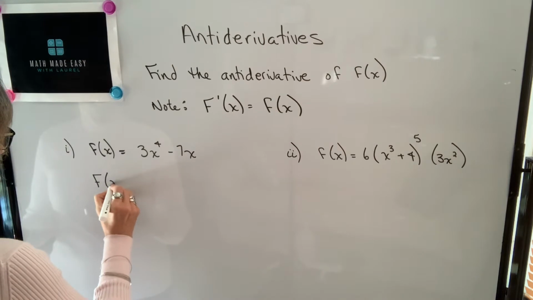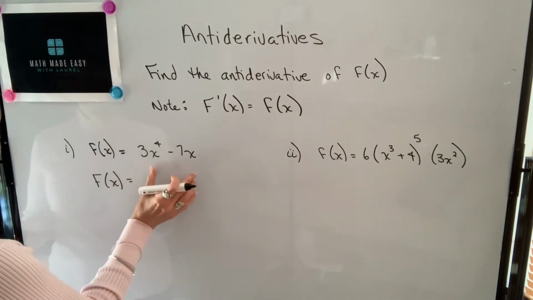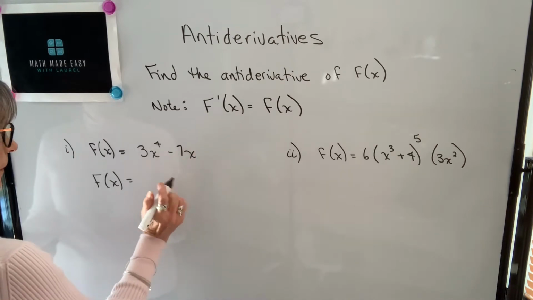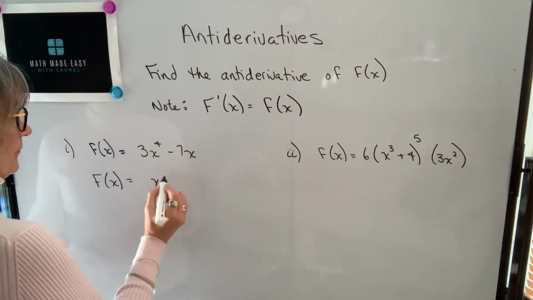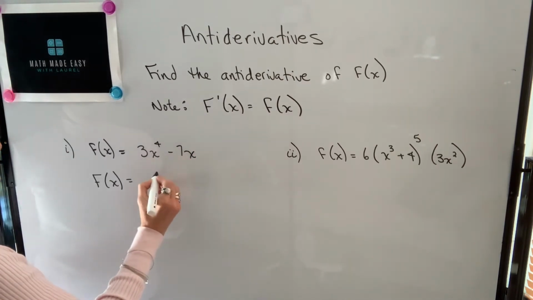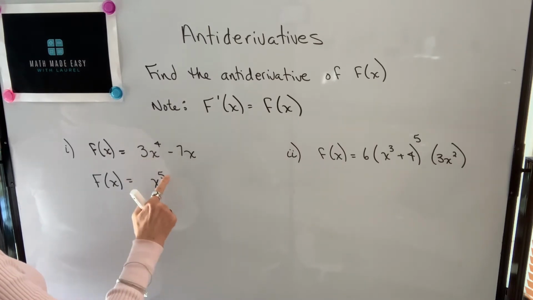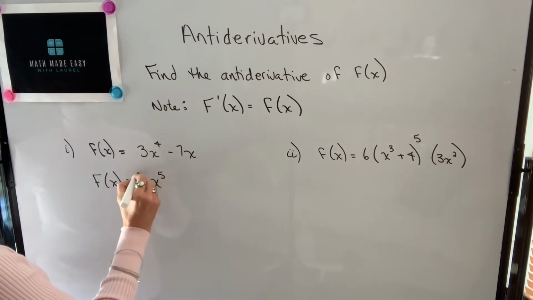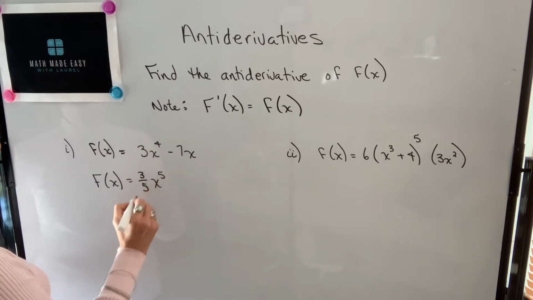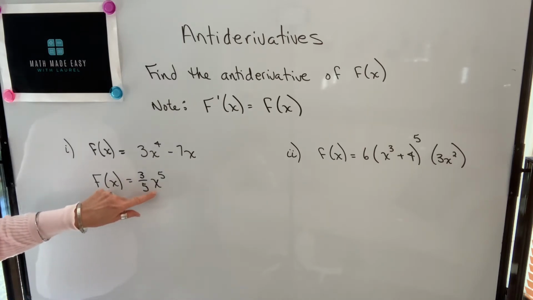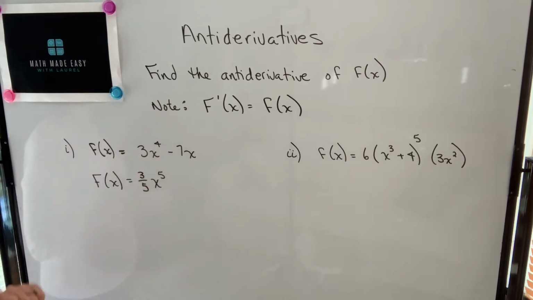When you have a polynomial function, it's fairly straightforward. You just take the antiderivative of each term by increasing your exponent of x by 1, so that would be x to the fifth, and dividing your coefficient by that new exponent of x. So that would be 3 divided by 5 times x to the fifth. And we can see that the derivative of this term is indeed 3x to the fourth.